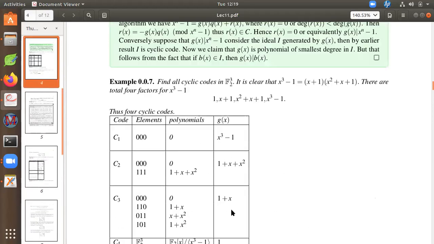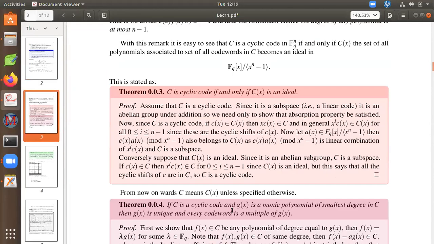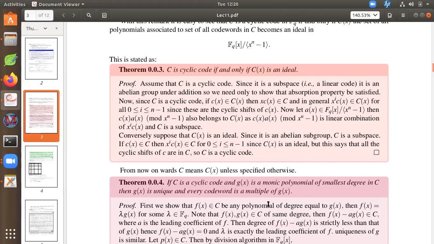And last time we discussed several examples, right? So now look here. This is the first thing: C is a cyclic code if and only if C of x is an ideal. I'm proving that. Assume C is a cyclic code. What do you mean by cyclic code? It is a subspace first, because it is a linear space, so it is a linear code. Once it is a subspace, it is a subgroup also, an abelian group under addition. In order to show it is an ideal, I want to show cyclic code implies ideal. I need to show ideal now.